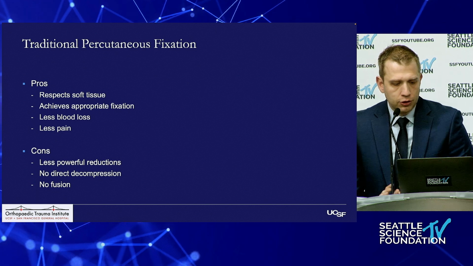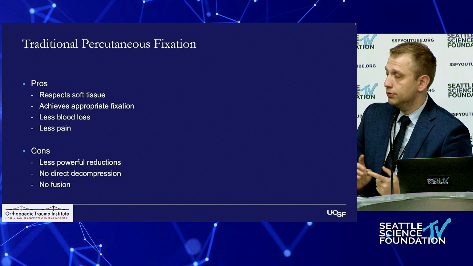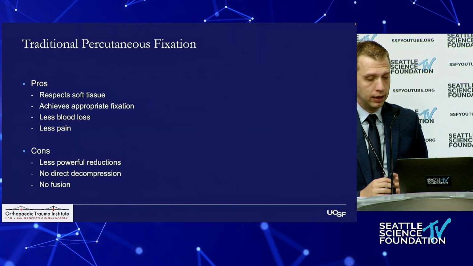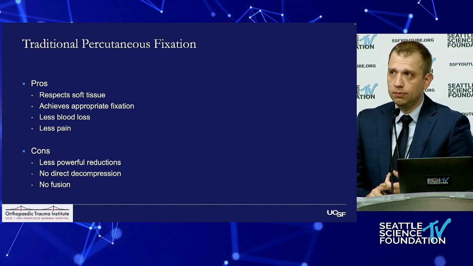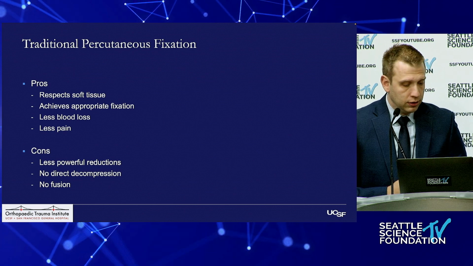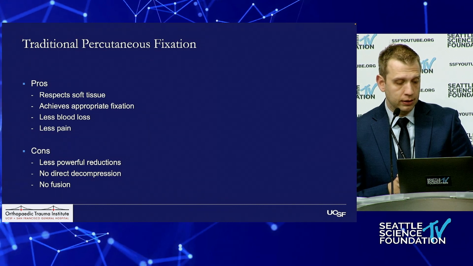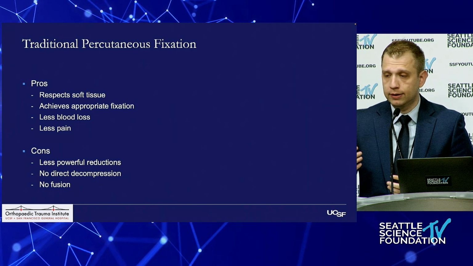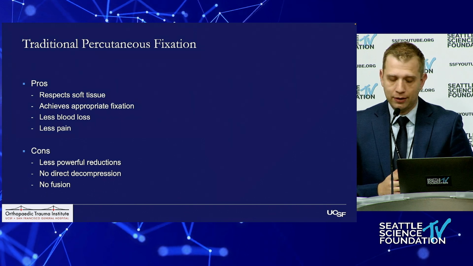Traditional percutaneous fixation, the pros: you respect your soft tissue, you can achieve appropriate fixation, there's less blood loss, and there's less pain. However, there's an argument that you have less powerful reductions, you have no direct decompression with purely percutaneous techniques, and you can't get a fusion, as Jens mentioned before. You need to open to get the fusion.